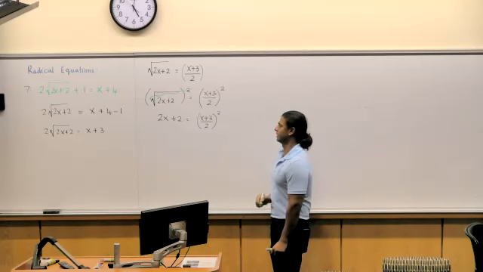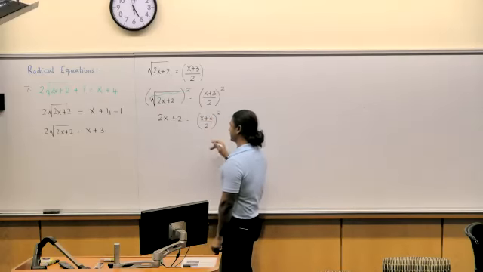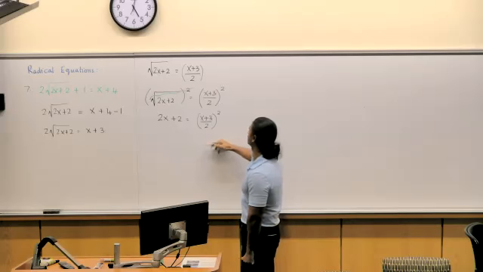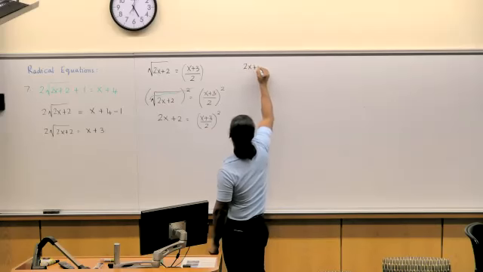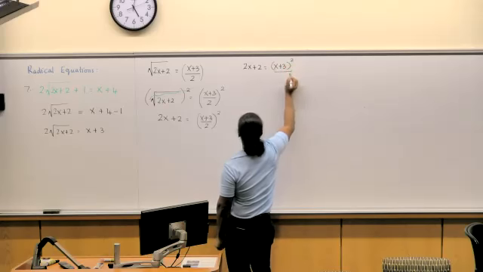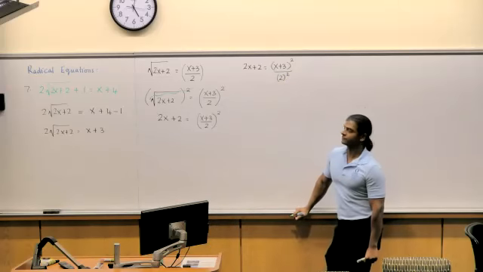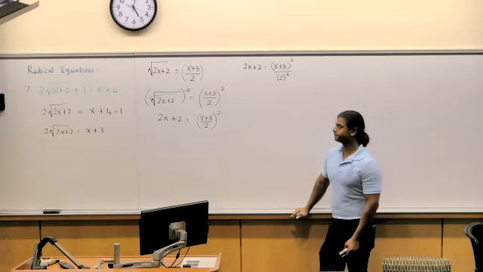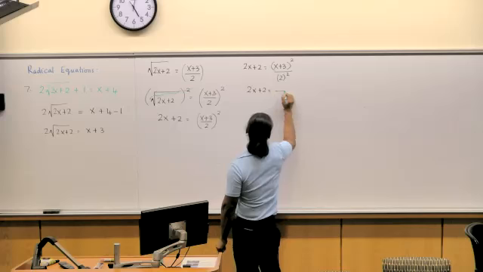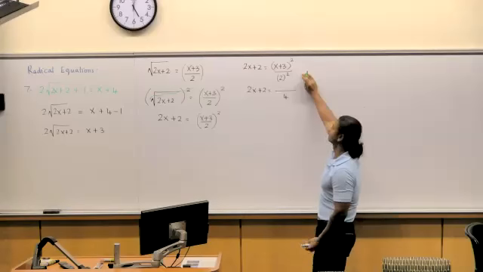Good. Now, if you're squaring a rational expression, you have to square the numerator as well as the denominator. So 2x plus 2 would equal x plus 3 squared divided by 2 squared, which is 4. So 2x plus 2 would equal x plus 3 squared divided by 4.